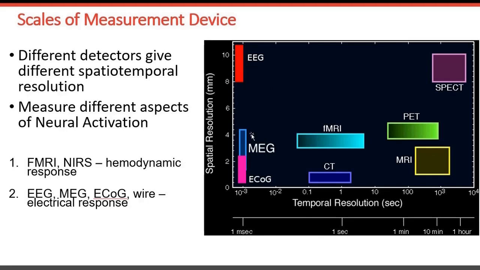So MEG is one good candidate. It has very good spatial resolution, some details you can see, and temporal, and also non-invasive. However, it is bulky, non-portable. ECoG is a very good candidate for developing BCI or BMI technology, with very good temporal and spatial resolution. However, it requires brain surgery, which may be very costly.